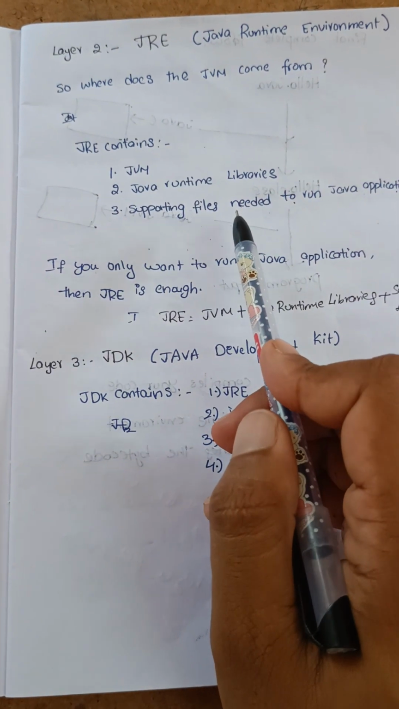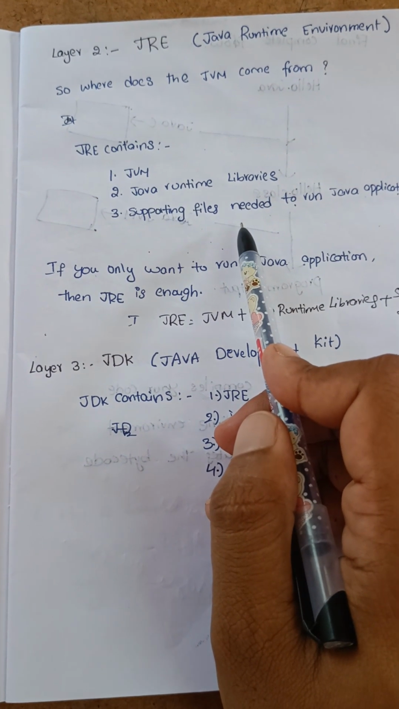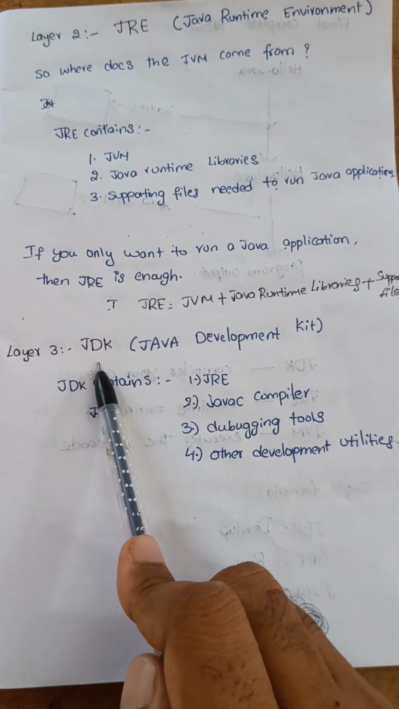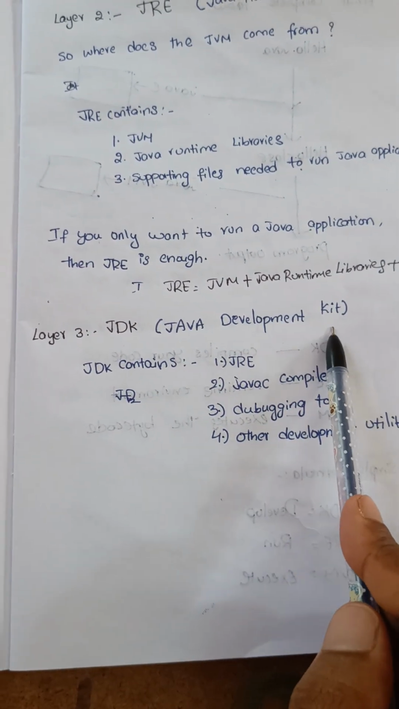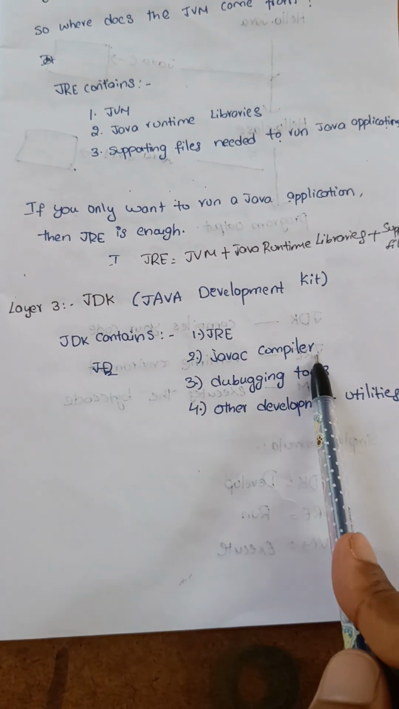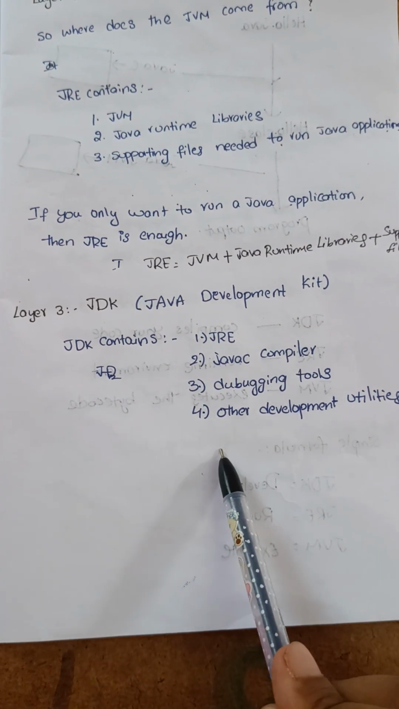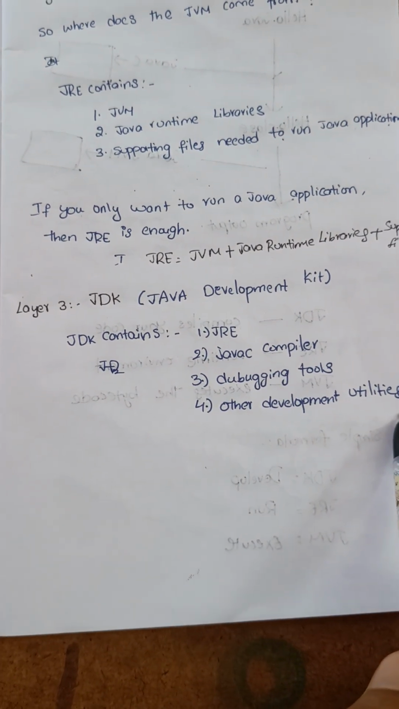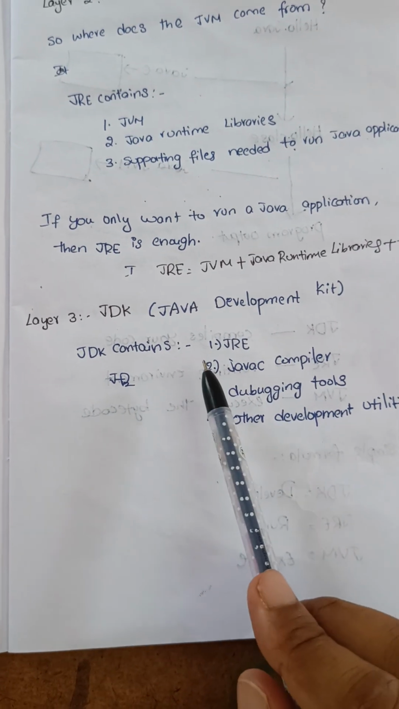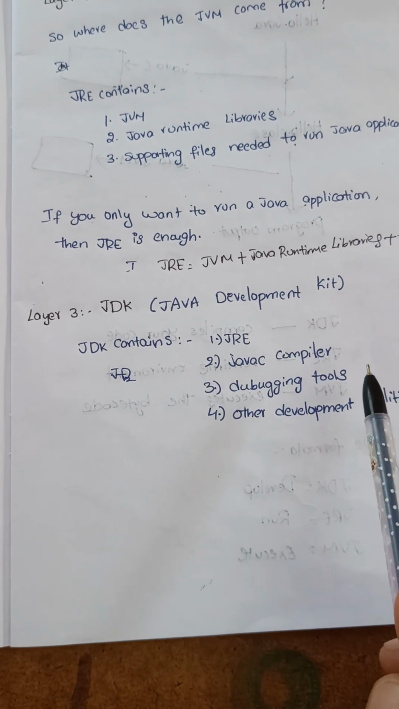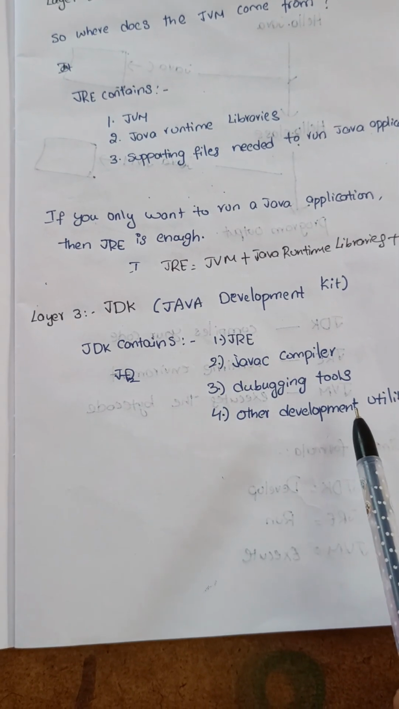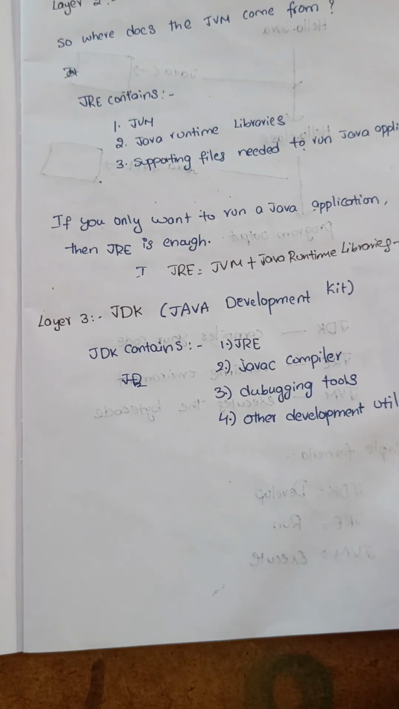We need some other component, that is JDK. JDK means Java Development Kit. JDK contains JRE, Java compiler, debugging tools, and other development utilities. So JDK compiles the .java files into .class files, which are used by the JVM.